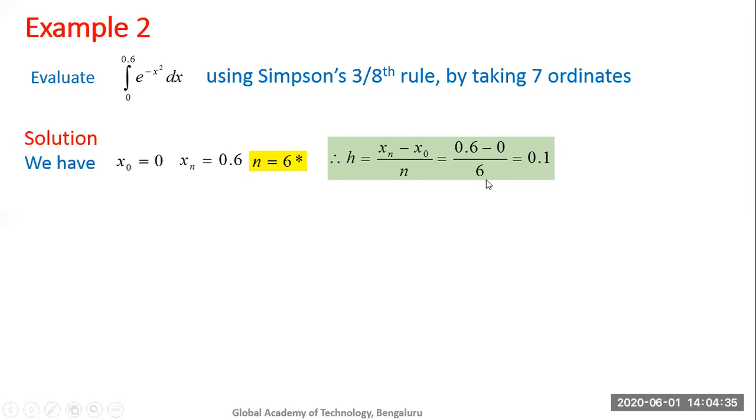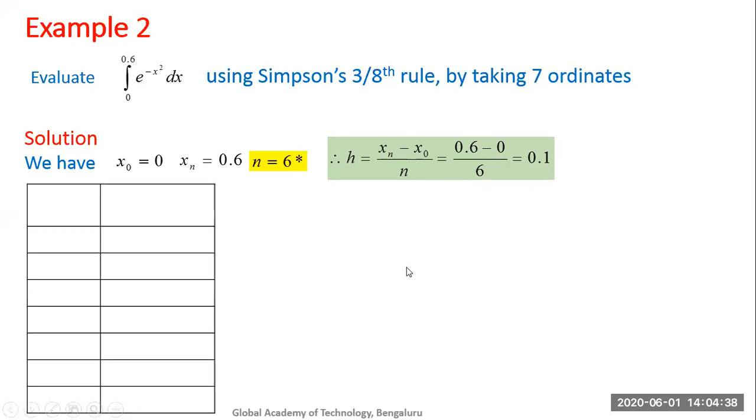So once you calculate h, you can generate the table. X and the y is the given function, e power minus x square. So x starts with the lower limit and it must end with the upper limit. For the remaining values, just add the h value. So 0 plus 0.1, 0.1 plus 0.1, 0.2 plus 0.1, and so on. So finally we get the upper limit 0.6.